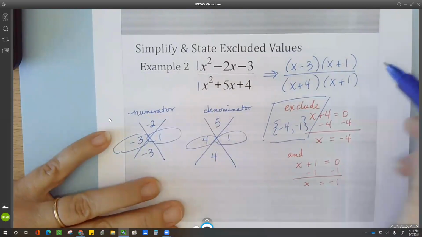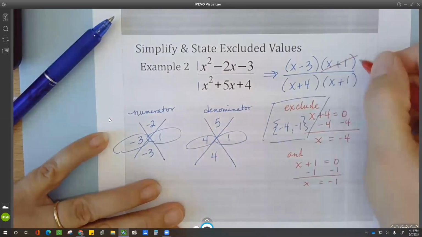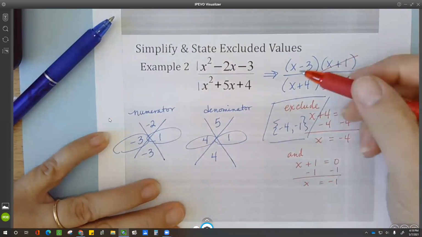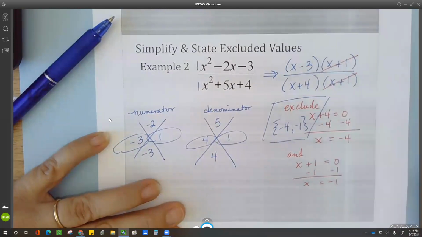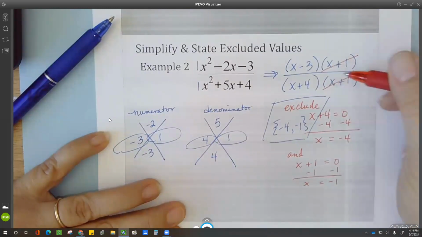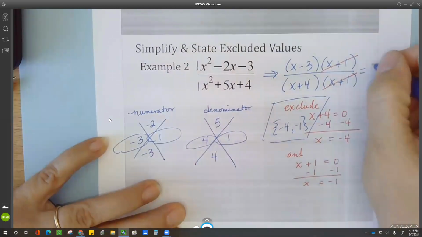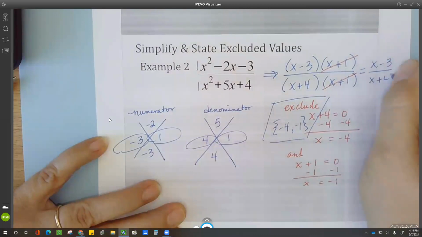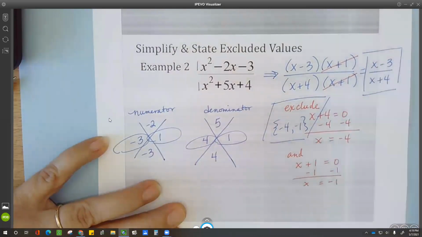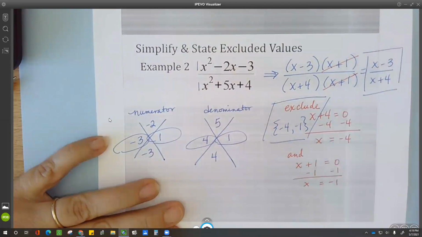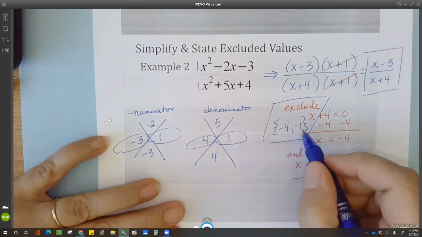Then I can reduce. So I'll cancel my common factors. You cannot cancel these x's. You can't cancel common terms. Only common factors. So it has to be the whole group. And I can reduce my fraction then and rewrite as x minus 3 over x plus 4. That's simplified, as long as I exclude these two values.